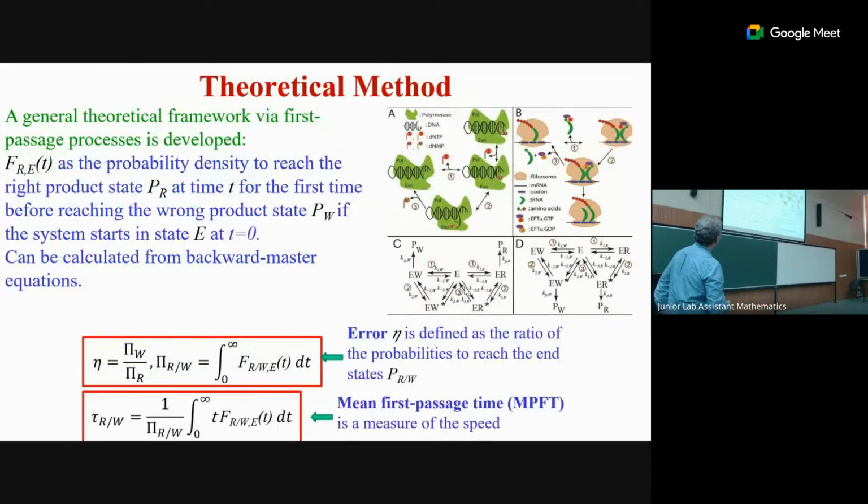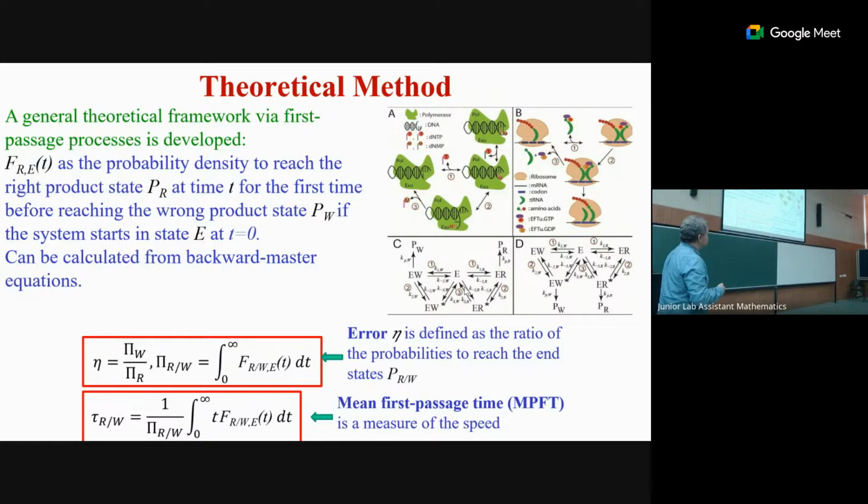Okay, good. So we come up with a model with a stochastic approach. So you can describe chemical kinetic schemes of kinetic proofreading. And again, you use first passage calculation. Here you can do a first passage calculation.